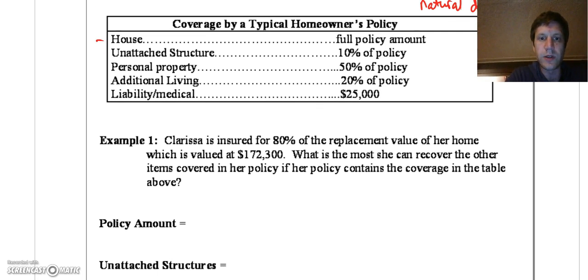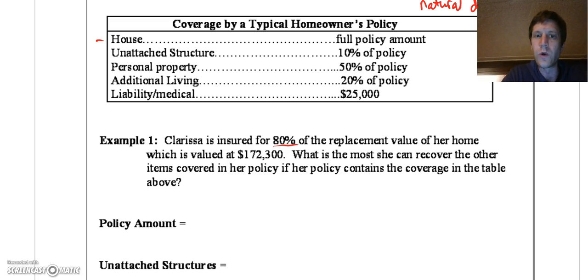So let's take a look at Clarissa. So she's insured for 80%. Not quite explaining it all, but you probably would understand that joke. So 80% of the replacement value of her home, which is valued at 172,300. What's the most she can recover for the other items covered in her policy if her policy contains the coverage in the table above?